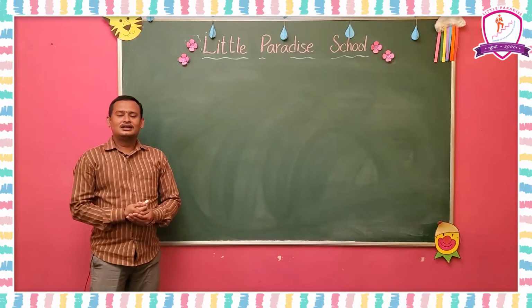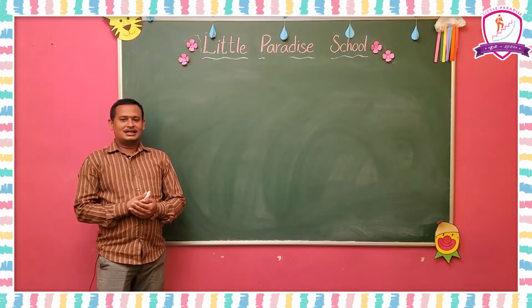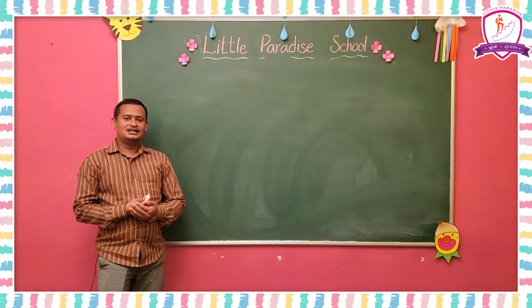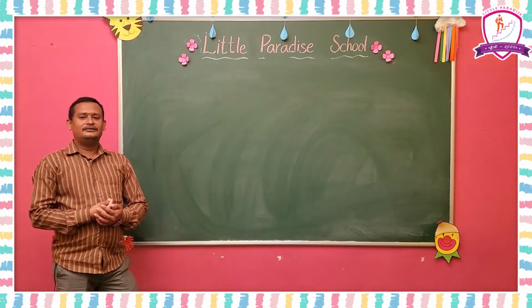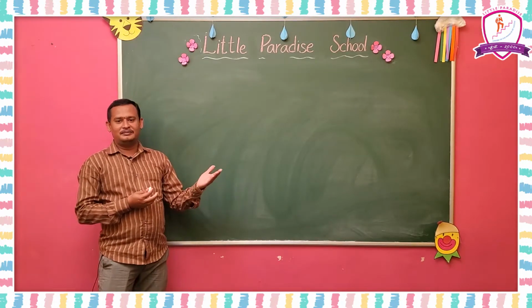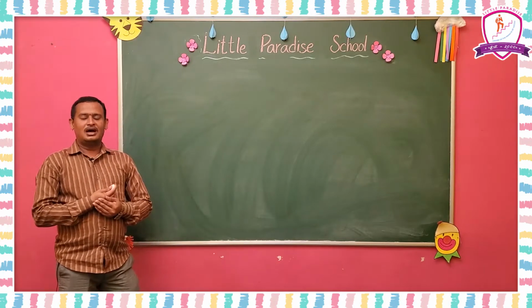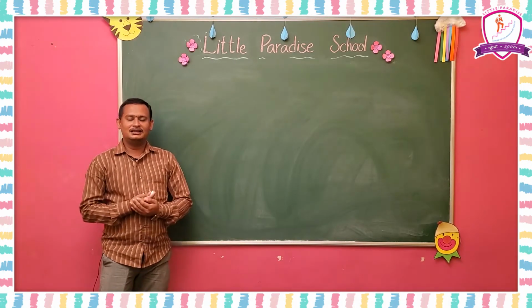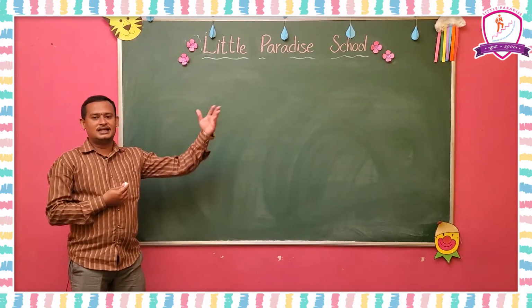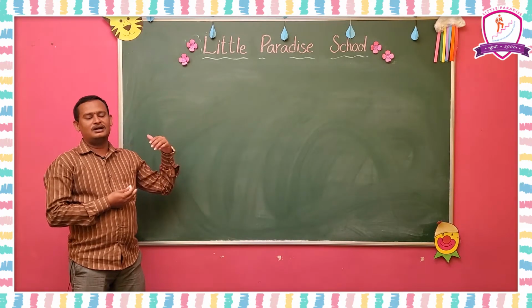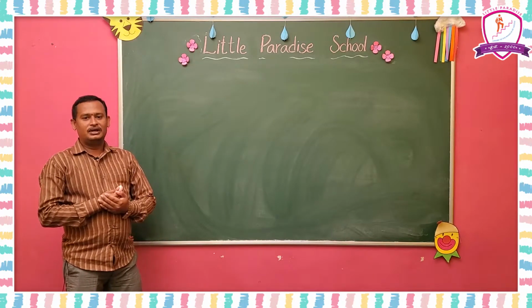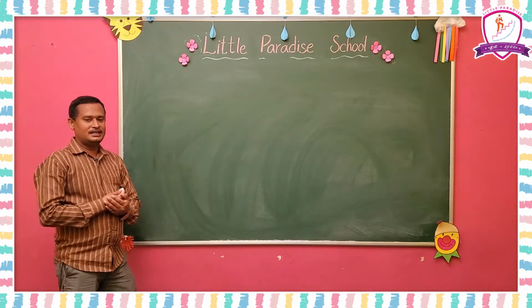Hi students, today we are going to discuss the successor and predecessor. Successor means the next number, predecessor means the number before. How can we get the successor and predecessor? By adding 1 we will get the successor, and by subtracting 1 we will get the predecessor. Okay, so I am going to give an example.